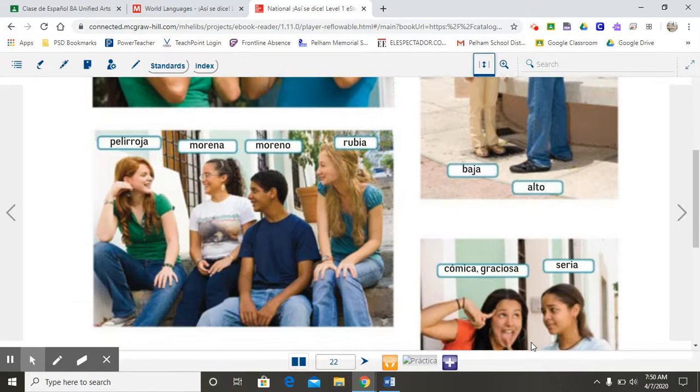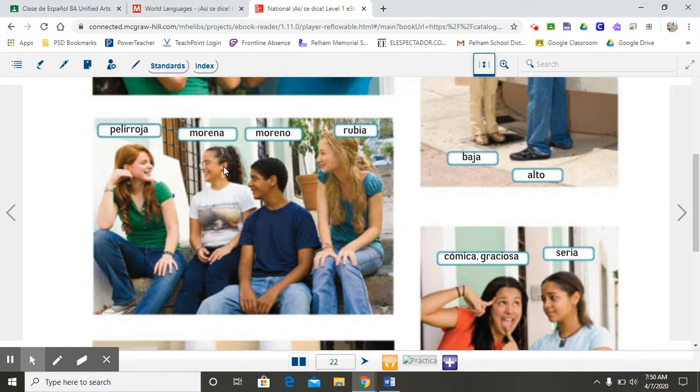Let's keep going. I will not ask you here. I'll tell you exactly what I'm looking for here. So here, all I'm looking for is the hair colors. If I ask you a question about hair color, that's what you're going to put. Pelirroja. Ready? Pelirroja means red hair. You're talking about a girl. Pelirrojo. You're talking about a boy with red hair.